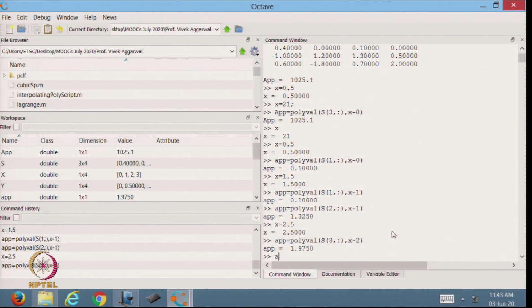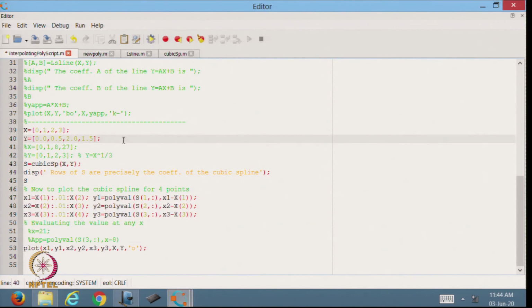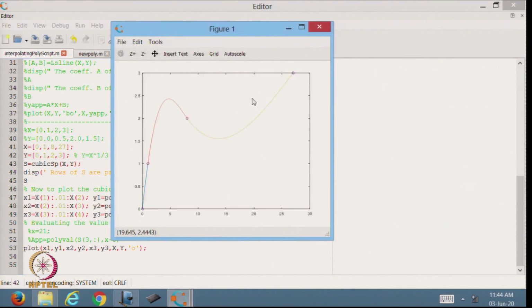So, this way we can find out all the cubic splines and based on this one, let us try to take another data. So, this is the function I am taking, x raised to power 1 by 3. So, cube root of x I am taking here. So, let us try to solve this one. So, this is the cubic spline we are going to get.